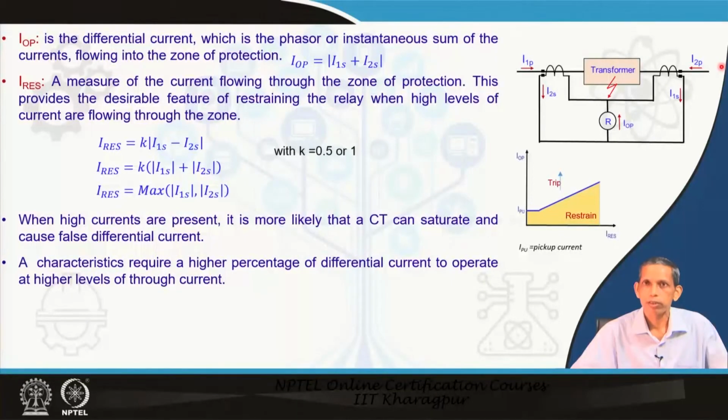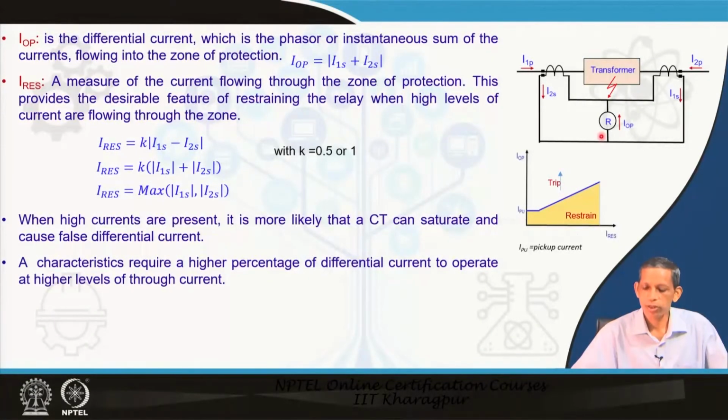We mentioned that the big challenges are CT ratio mismatch, CT saturation and so on. So, for that we say that whatever current is flowing through this zone, it is a measure of that, which one? The restraint current. This provides the desirable feature for restraining the relay, not allowing the relay to operate when high levels of current are flowing through the zone.